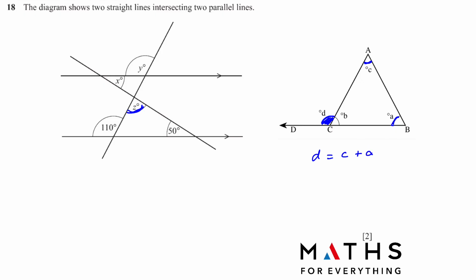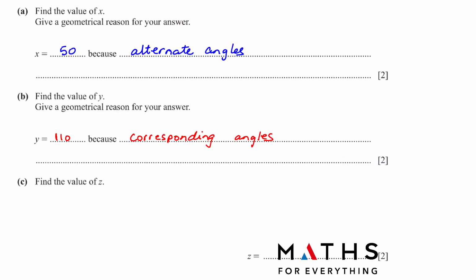Here our D is 110, the outside angle. So it is equal to Z plus 50. Rearrange it, bring the 50 to the left hand side. 110 minus 50 is 60. So the value of Z is 60.